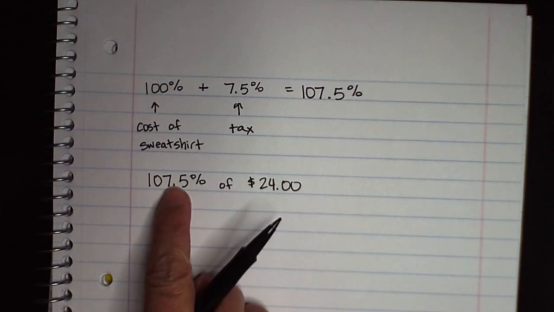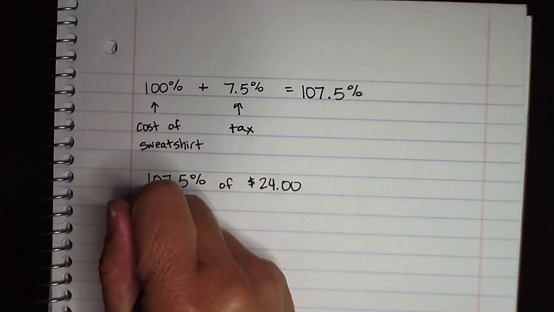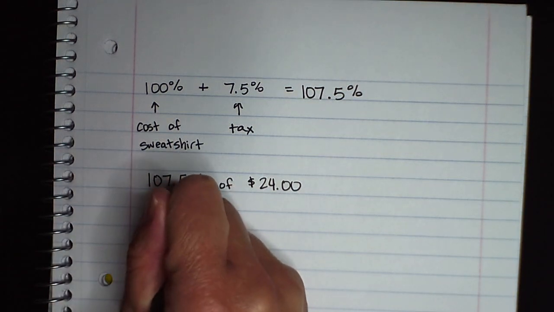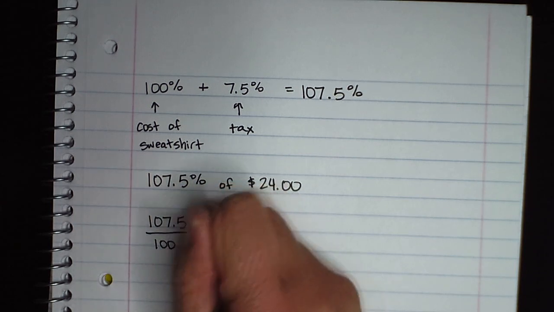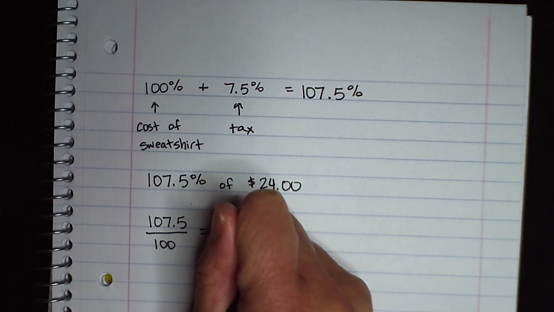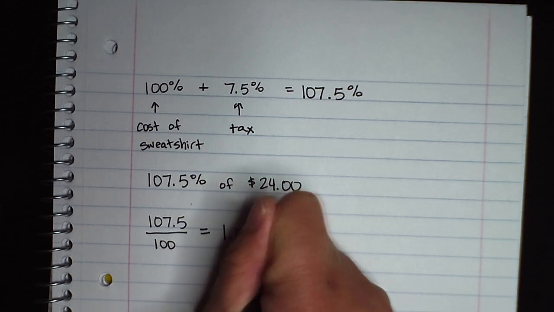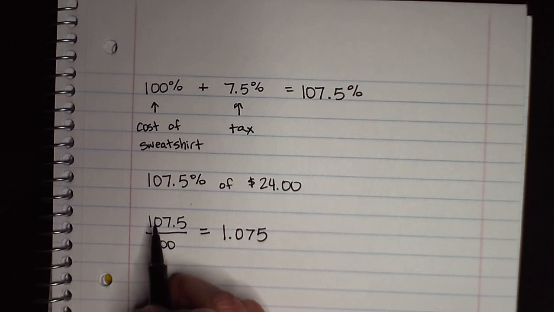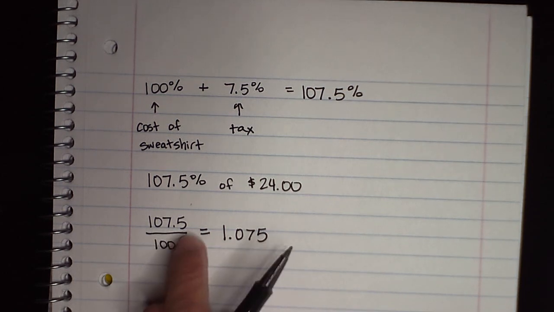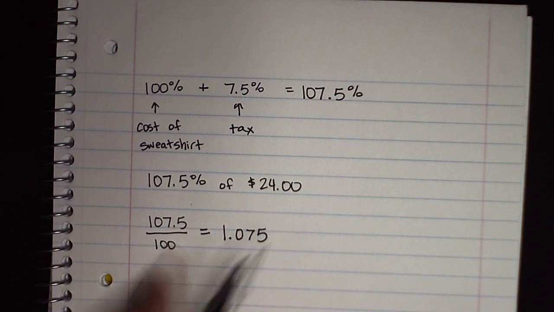I need to turn that into a decimal. Just like you do with all of my other percents, I take 107.5 and I want to divide it by 100. And that gives me 1.075. And I know that because I just moved my decimal two places to the left. That's how I divide by 100 in my head. Or you can grab a calculator and type in 107.5 divided by 100, and this is what you should get.